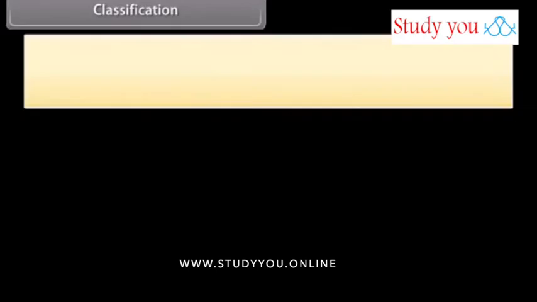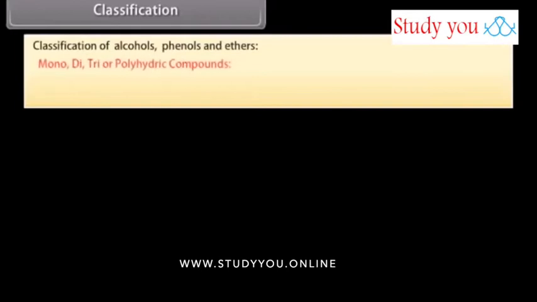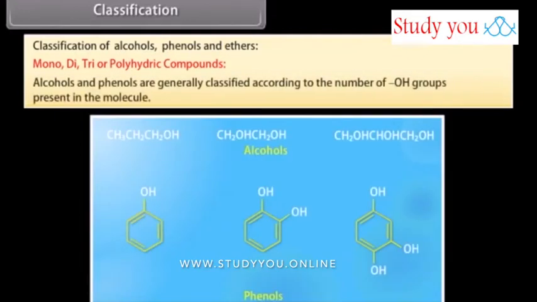Classification of alcohols, phenols and ethers. Mono, di, tri or polyhydric compounds. Alcohols and phenols are generally classified according to the number of hydroxyl groups present in the molecule.